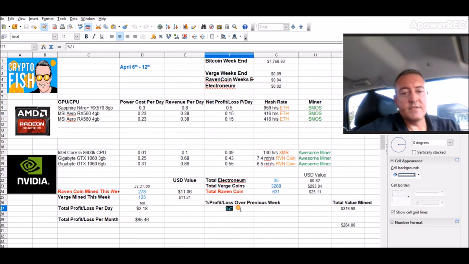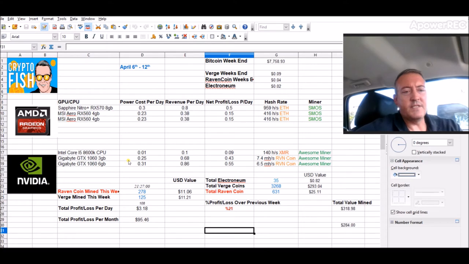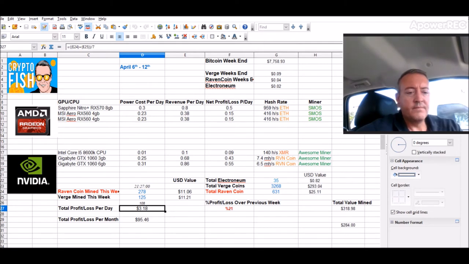$3.18 a day, which was down from the previous week, a 21% drop, and I've still only got the two 560s, two 1060s, and I think the previous week, yes, I did get that 570. So here we are now, 8 weeks in, and I've got 5 GPUs going, making me $3.18 a day at that point, or $95 a month.